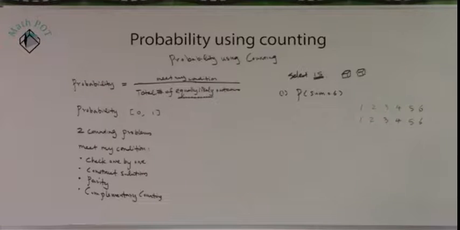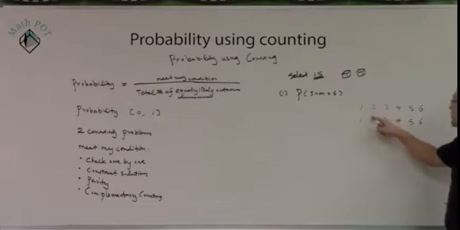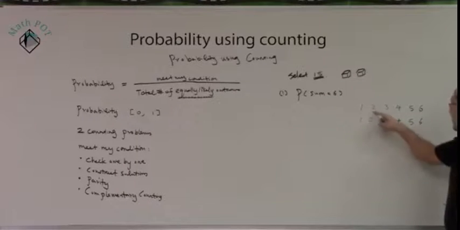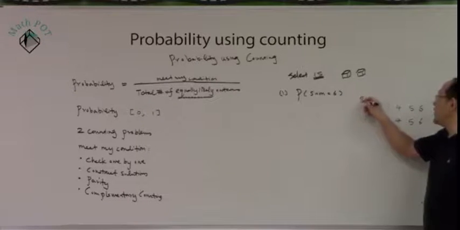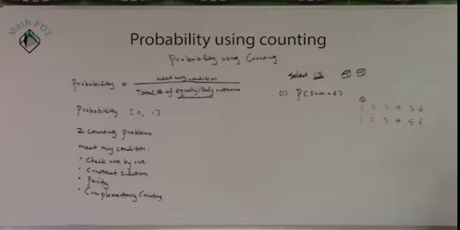Let's quickly check one by one. Clearly, 1 and 1 cannot add together to make 6. 1 and 2 is 3, so definitely that will work. 1 and 3 is 4. If you check, we find 1 and 5 works. So that is the matching condition. That means there is only one way if the first number equals 1 to satisfy our condition.